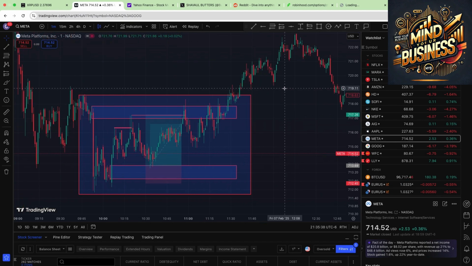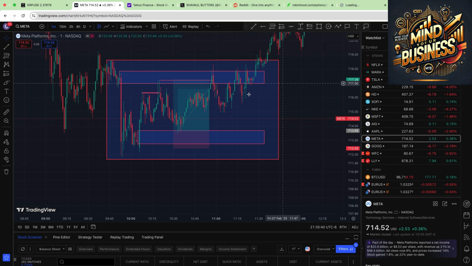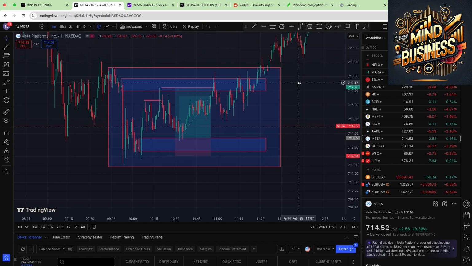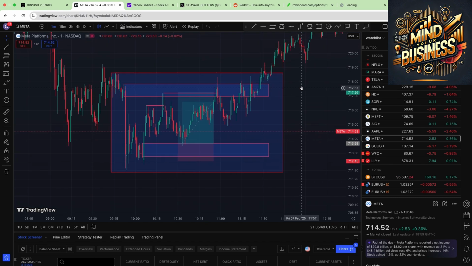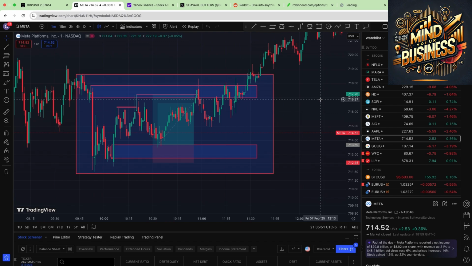So here we have 2 examples. We have a bearish example and we have a bullish example on one chart. So it's pretty unique. So let's get right into it. The first one we're going to do is the bullish.